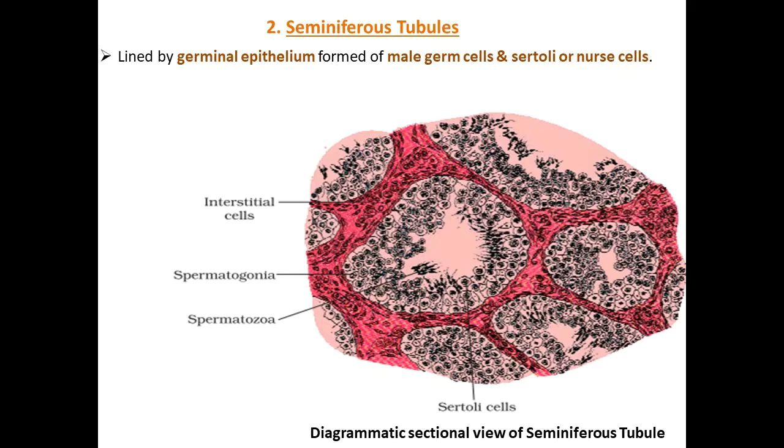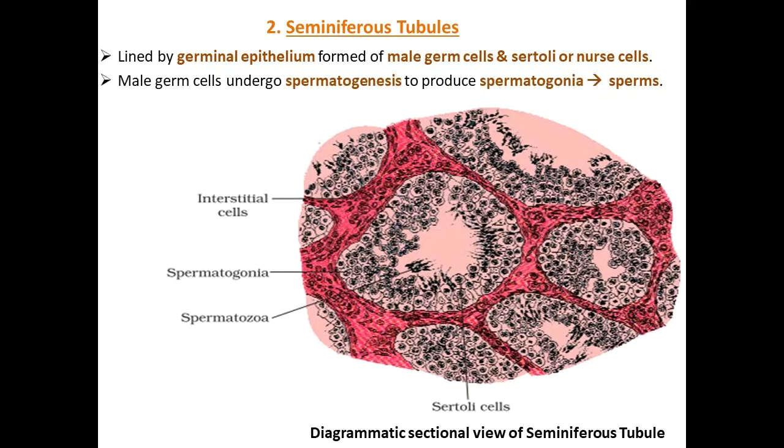Okay, repeating, seminiferous tubules का ये TS सेक्शनल व्यू है. इसमें दो टाइप के सेल्स हैं. एक है मेल जर्म सेल्स जो क्या बनाएंगे, स्पर्म, और दूसरे हैं सर्टोली सेल्स या नर्स सेल्स जो स्पर्म्स को नरिश करेंगे. मेल जर्म सेल्स by the process called spermatogenesis will produce first of all spermatogonia and then undergo further divisions, and finally produce the male gamete named the sperm.